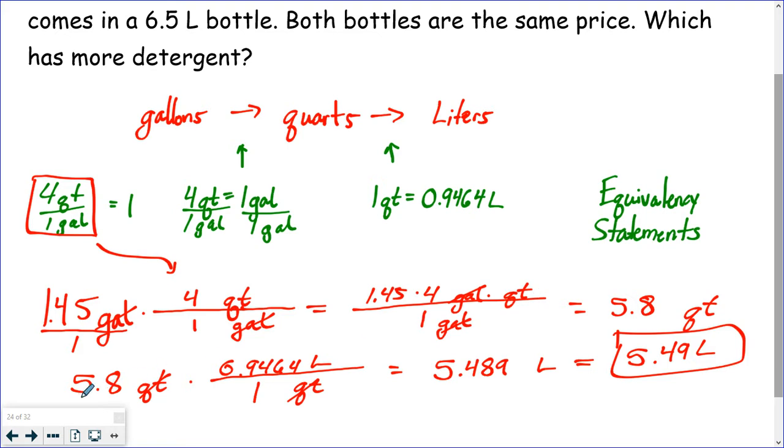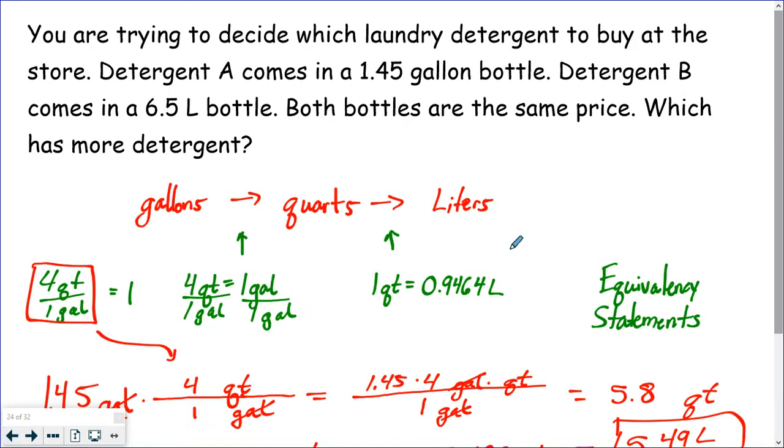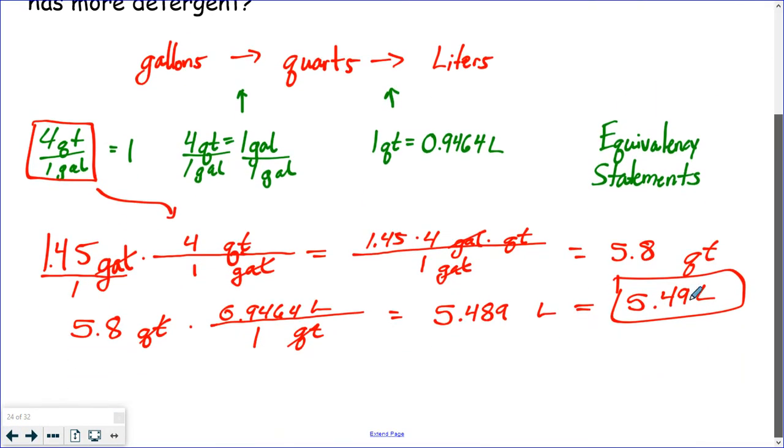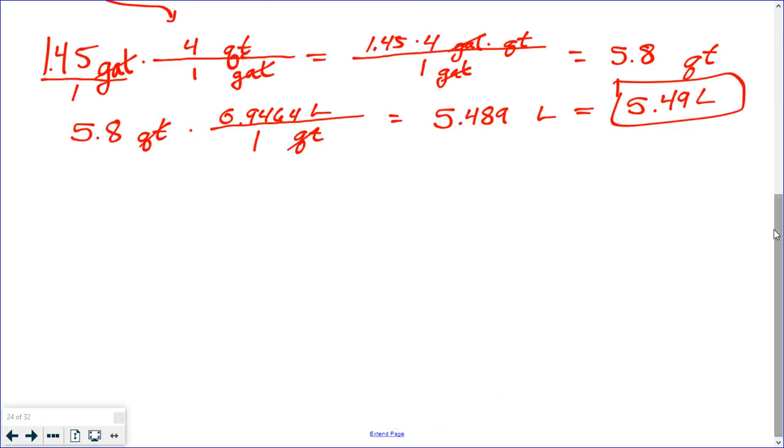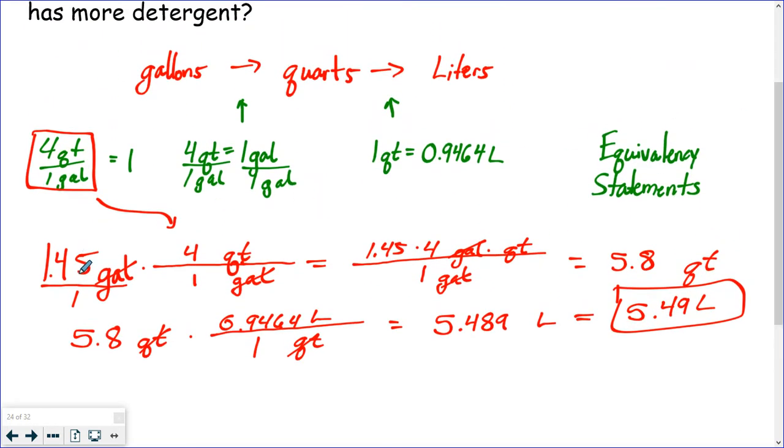And I want to show you that. Let's go down to the bottom here. You can follow my work here. 1.45 gallons times 4 quarts over 1 gallon. That's my little ratio here. We set this up so that the gallons end up canceling. 1.45 over 1 is what we start with, our number here, and the gallons are our units on top. And a gallon over gallon, those cancel.